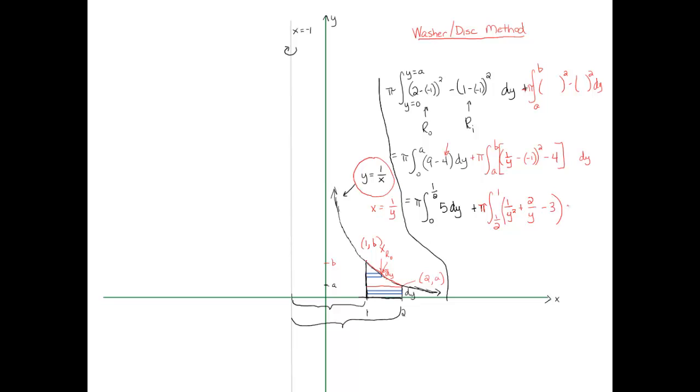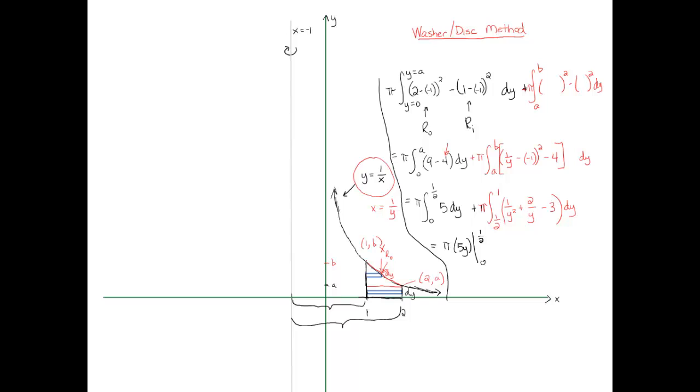And I'll put a little dy at the end. And I just did a quick pause just to make sure my math is correct, which it is. And so from this point, it's just fast integrations here. So let's go ahead and just quickly do our fast integrations. This is going to be pi times 5y, where y is being evaluated from 0 to 1/2. That 0 is going to help us out quite a bit, actually.